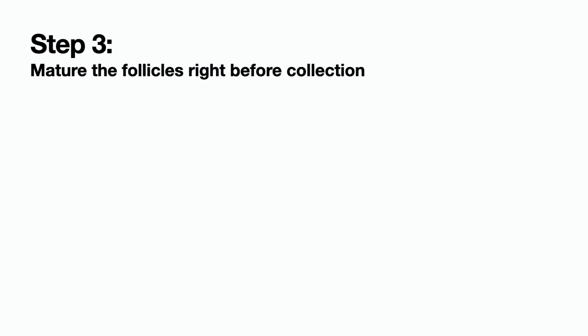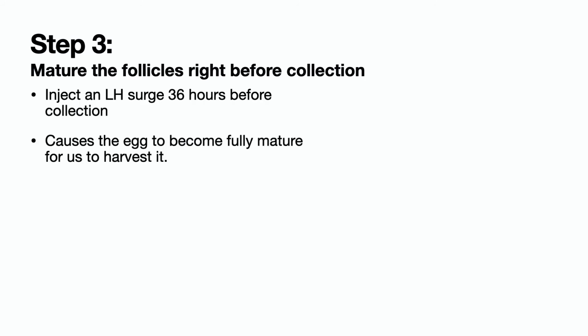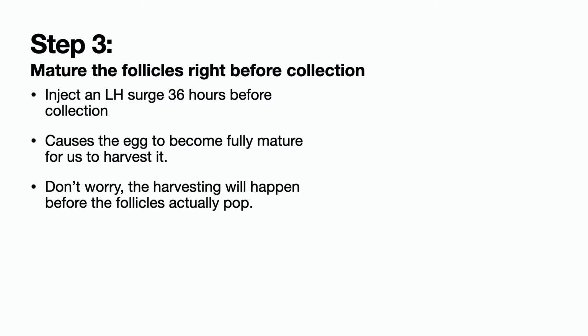Now, the third step is probably not very obvious. What we need to do is we actually need to have the follicles reach the final stage of maturity right before collection. And what we're going to do is we're actually going to inject our own LH surge. Now, you're probably thinking, well, that's not good. That's going to make the follicles pop and we're going to lose our eggs. Well, it actually takes a certain amount of time for that to happen. So if we inject an LH surge and then 36 hours later collect the eggs, it'll cause them to mature without actually causing them to pop. So the third step is we need to inject our patient with an artificial LH surge.